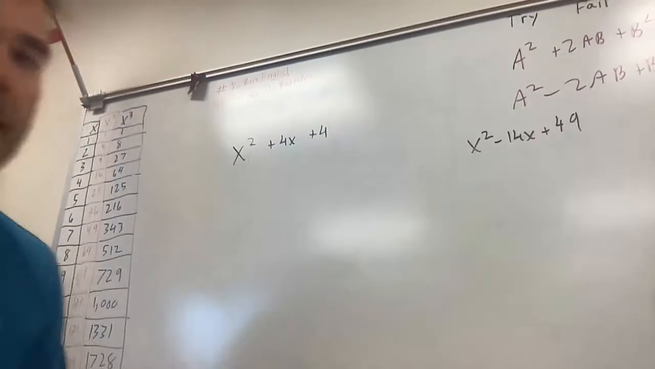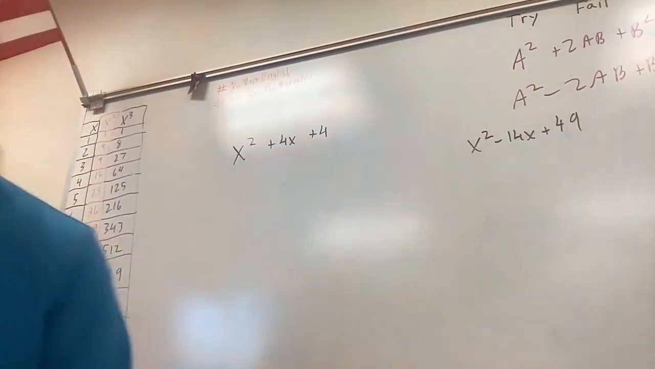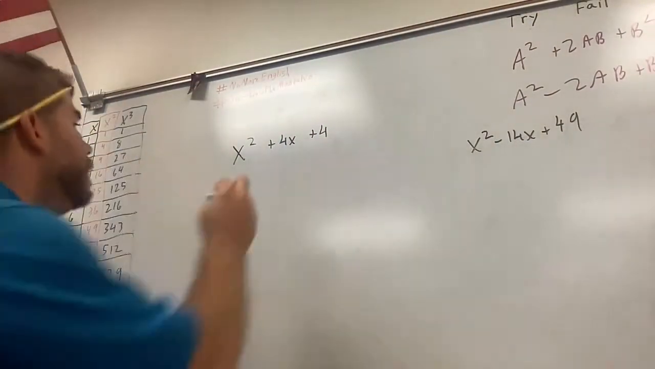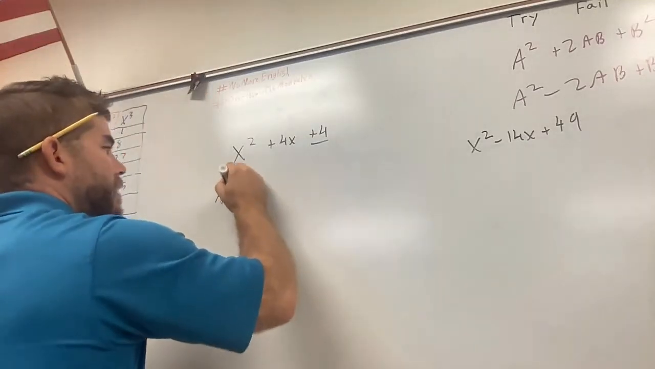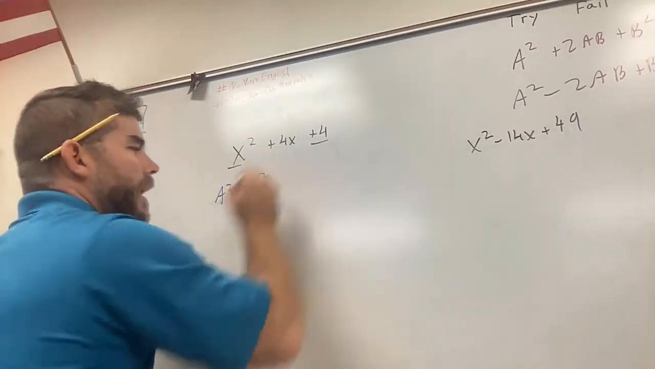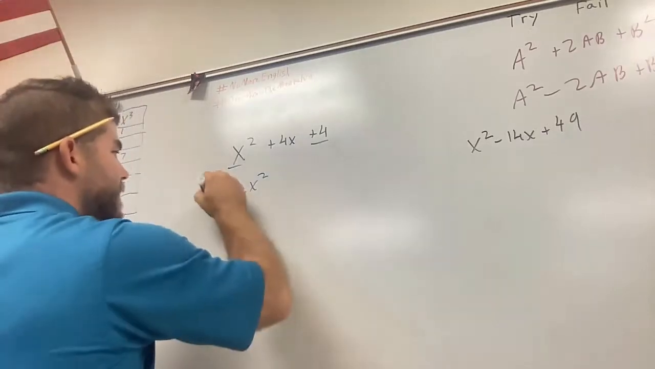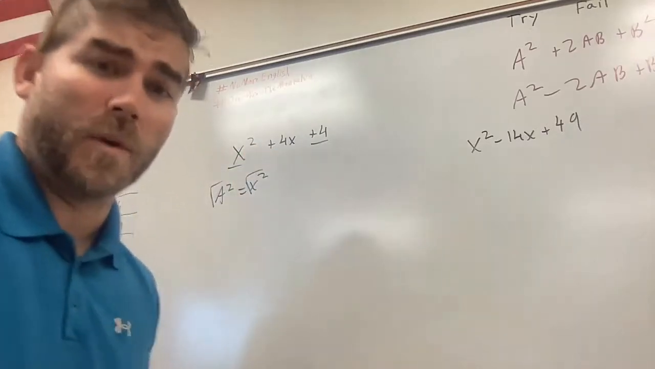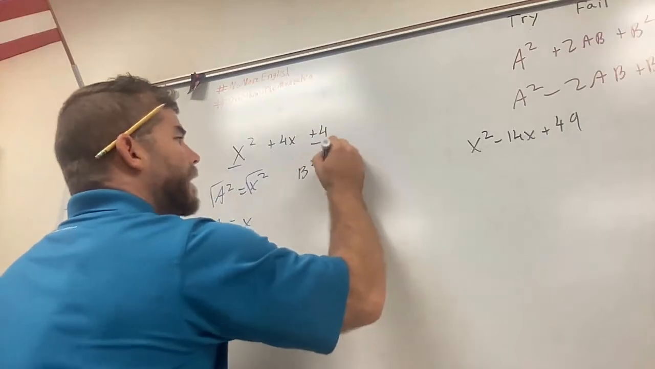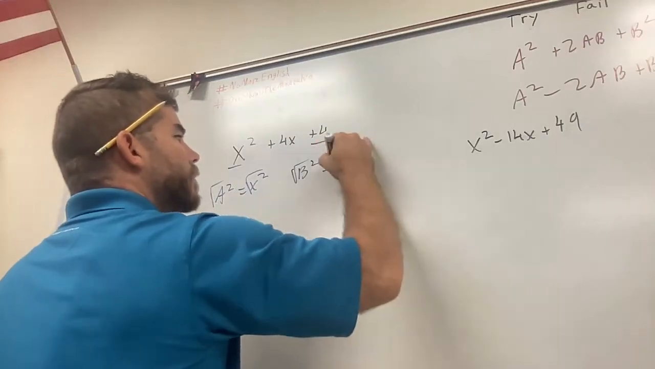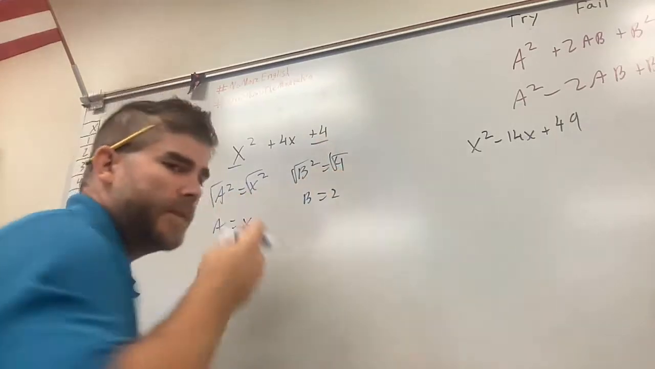So when I go to solve these, I need to take the first and the last. I take the first, and I set it to be a squared. A squared equals x squared. This is similar to the difference of squares video if you've already watched that one. And I get a equals x. I do the same thing for the 4. That's my b squared. Square root both sides, I get b equals 2.